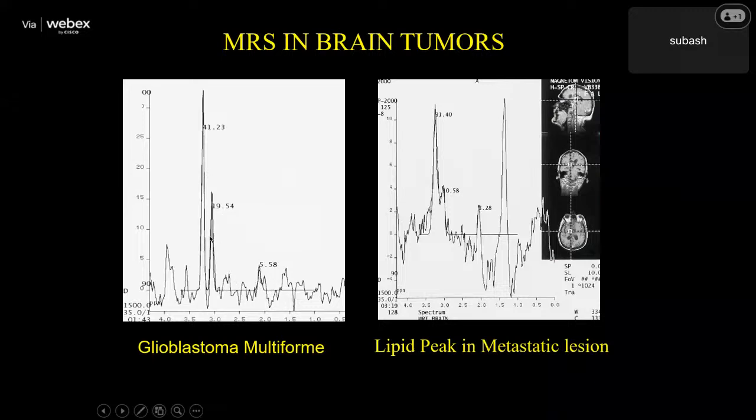And you can see the only peak is choline. Choline is very high, which is shown here. And there could also be a lactate here. And this is a metastatic lesion. You can see a lactate peak over here, around 1.3 ppm.